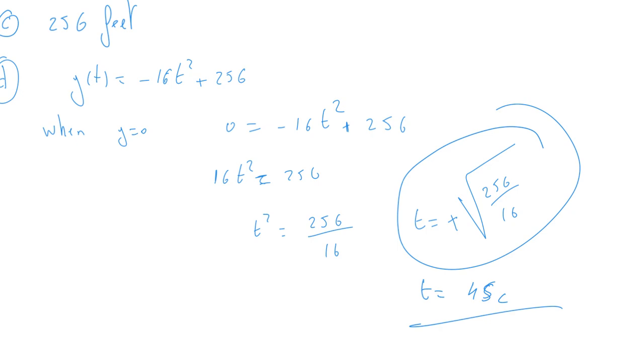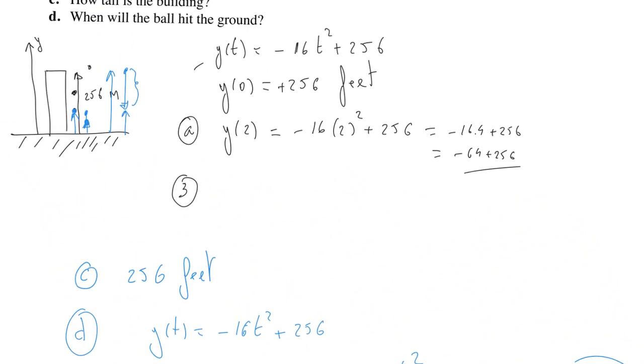So this is a problem about a function. The function is h of t or y of t equals minus 16t squared plus 256, and you have learned how to extract information from the function. We have extracted a lot of information from the function. Let's go to another problem.